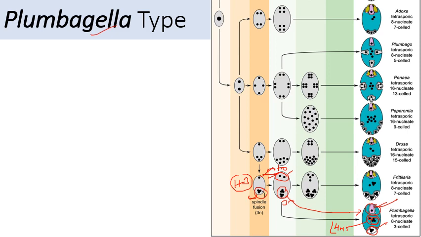4 celled. This embryo sac is 4 nucleated 3 celled structure. So this is very important. So this embryo sac is 4 nucleated 3 celled structure. So this type of embryo sac is found in case of Plumbagella.